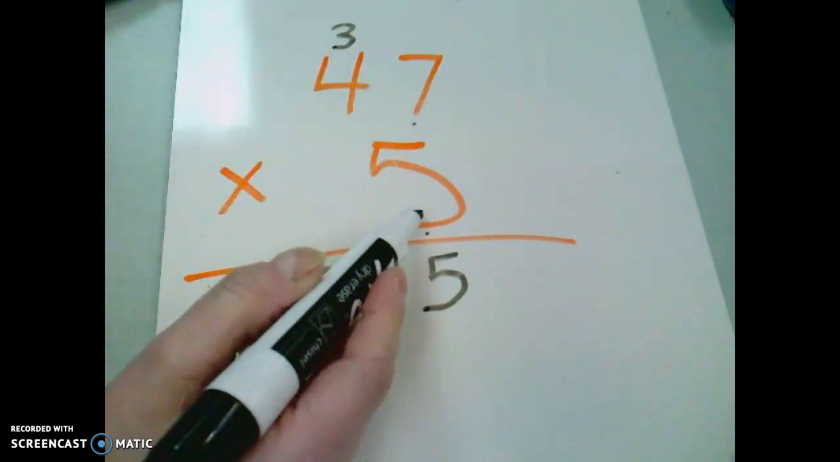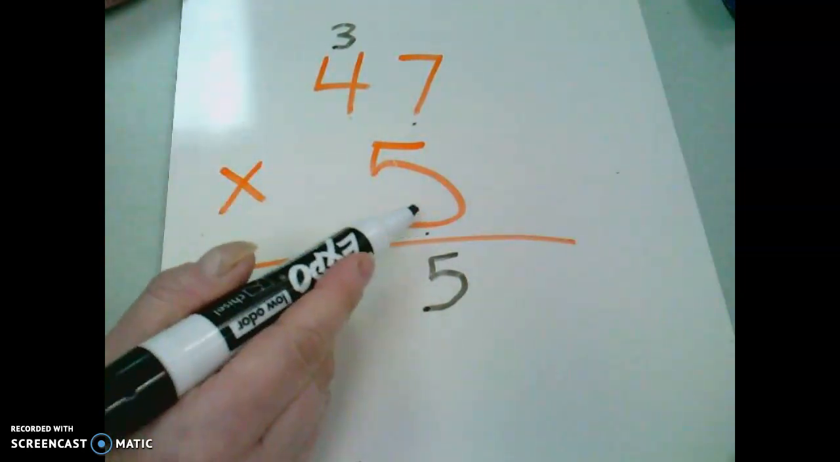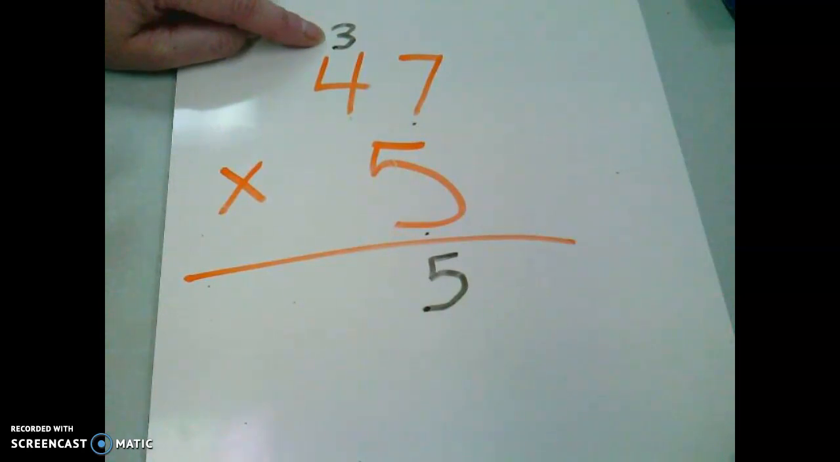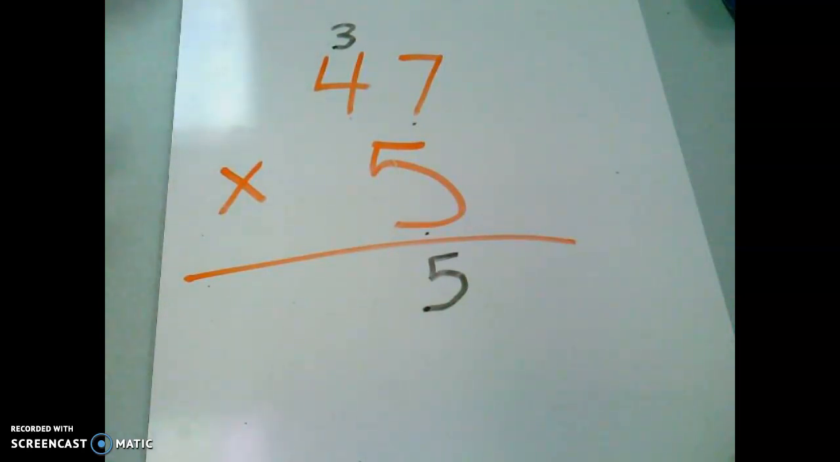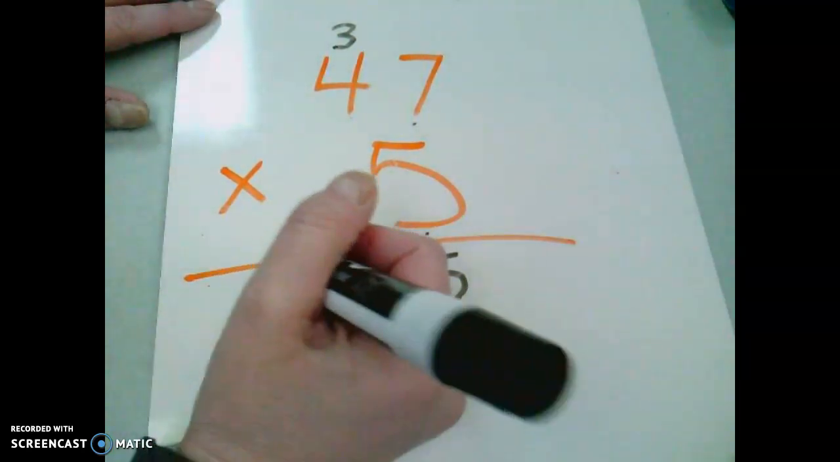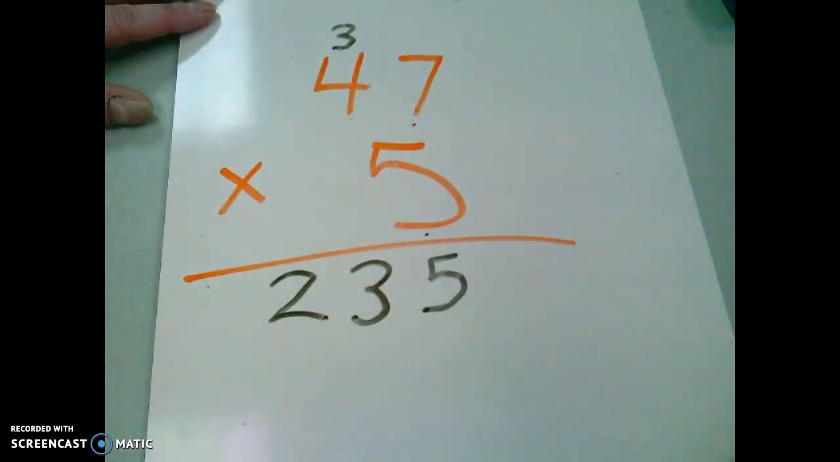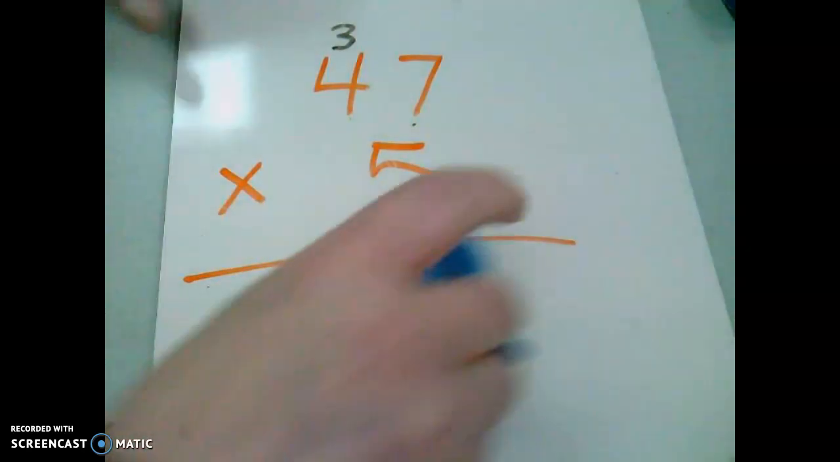Now I'm going to multiply this number times this one. 5 times 4 I know is 20, and then this one I add in. So 20 plus 3 is 23. So there's my answer. Let's do another one.